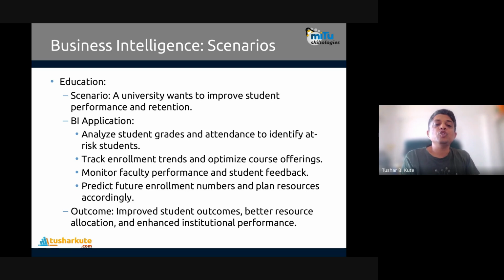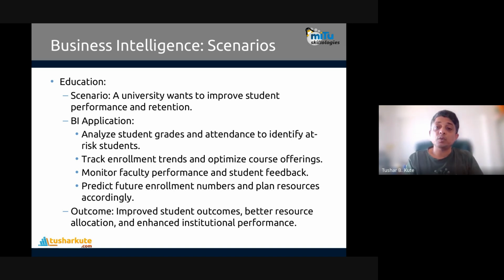Then predict the future enrollment numbers and plan resources accordingly. What were the last enrollments? Using predicted enrollment, accordingly plan resources. For this particular college, this particular stream, how many resources are required. That's possible. These are the applications of BI under education. What outcomes are possible?